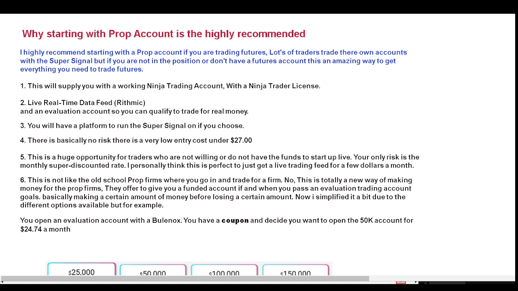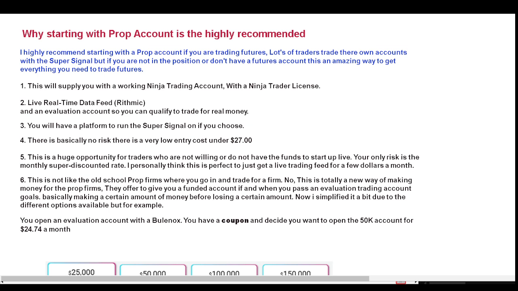I'm going to walk you through a process of opening this up in a second. But like I said, there are different accounts that you could open up. It's up to you. You might say, I want to trade a $25,000 account. That's going to give you certain goals to accomplish, and you're going to have a stop loss.